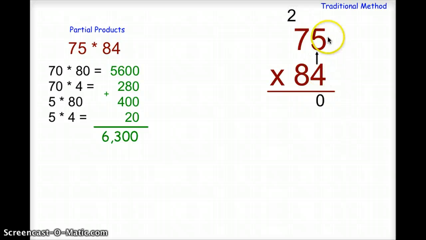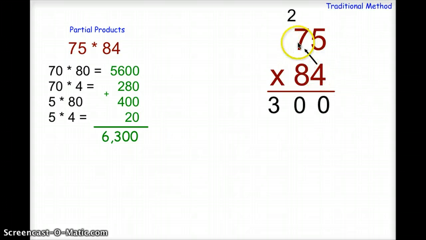you would have this. 4 times 5 is 20. You put the 0 here, and you put the 2 on top of the 7, just like you would in addition. When we move on to the next step, we're going to do 4 times 7, which is 28. But because we put the 2 there from the 5 times 4 problem, we have to add that back in. So 4 times 7 is 28, plus 2 equals 30.